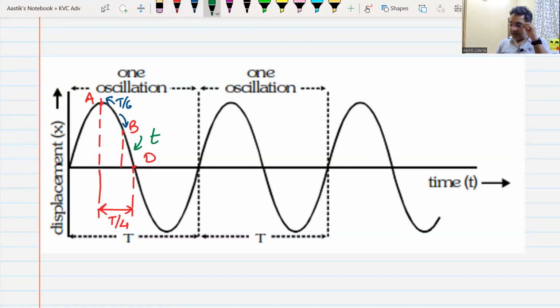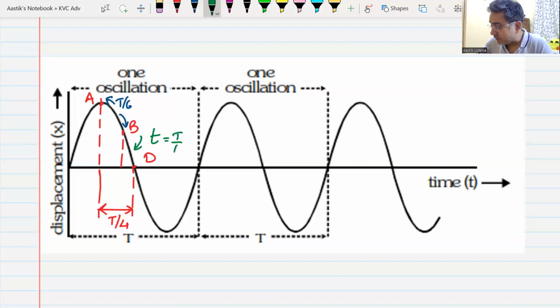The small t plus T by 6 must be equal to T by 4. From there, you will get the value of t. What is the value of t that you are getting? t by 12. Is that so? Yes.